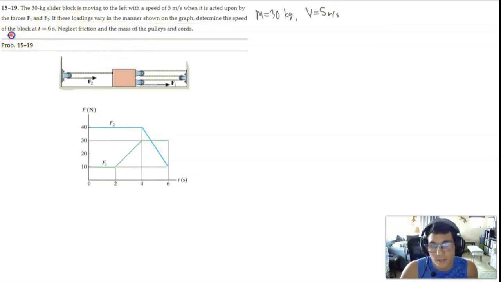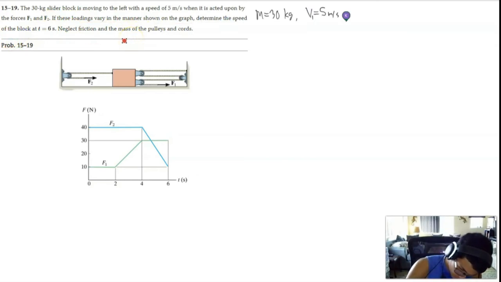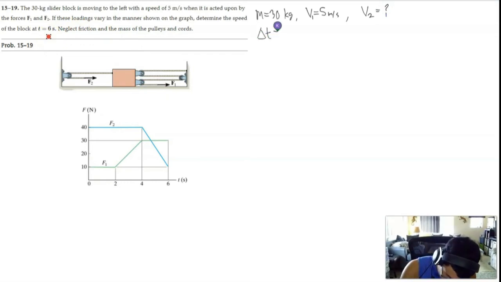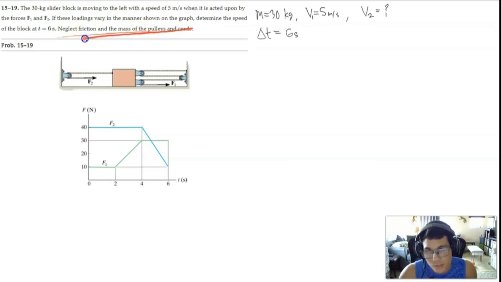Now we just want to find, let's write this as V1. We want to find what V2 is equal to, and we want to find it when the change in time is equal to 6 seconds. Luckily, there's no friction, and we don't have to worry about the mass of the rope.